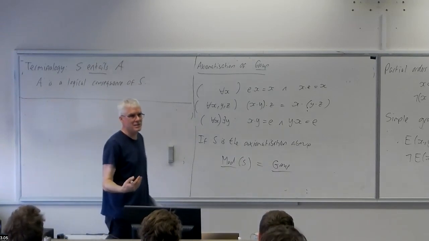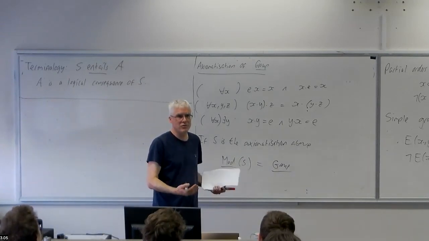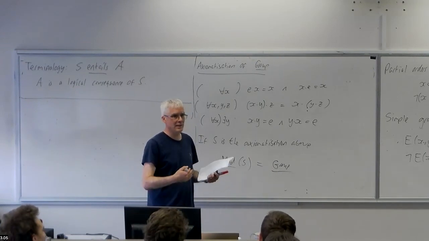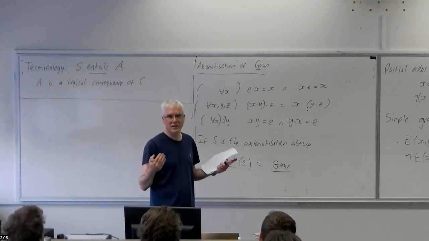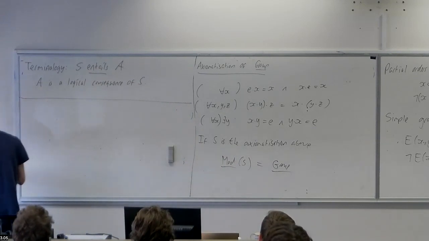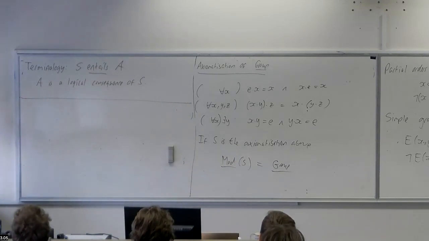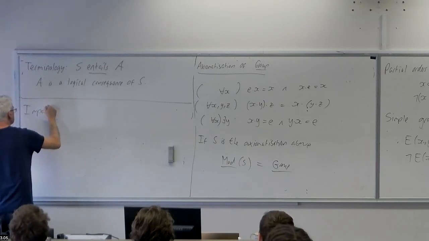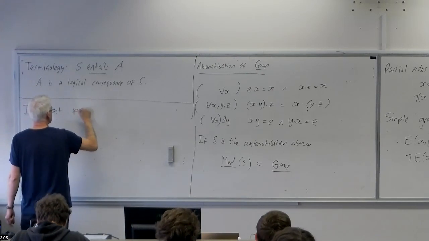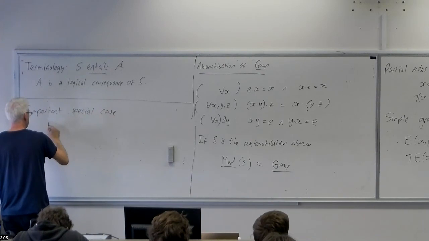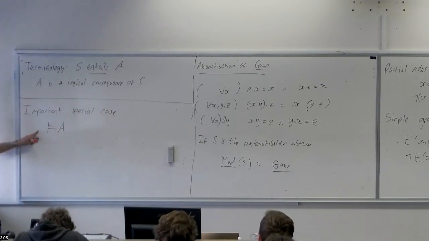If the collection of axioms is empty, you're simply saying A is true in all structures for the signature. So in other words, A is true by virtue of logic alone. Well, A is true in all structures. So an important special case, we simply write that. Here, we don't have anything on the left.